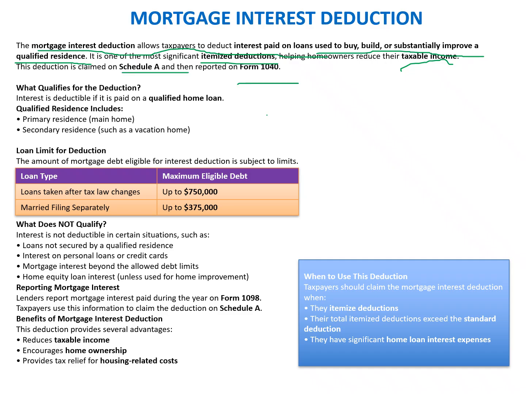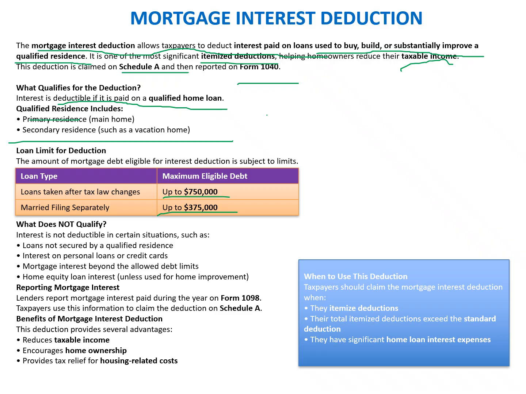So what qualifies for deduction? Interest is deductible if it is paid on the qualified home loan, and a qualified residence includes the primary residence or a secondary residence such as a vacation home. And what is the limit? Loan limit for deduction: the amount of the mortgage debt eligible for interest deduction is subject to limits. Loans taken after the tax law changes are up to $750,000. Married filing separately is up to $375,000. This is the eligible debt on which interest will be calculated, and that interest element will be subject to deduction.